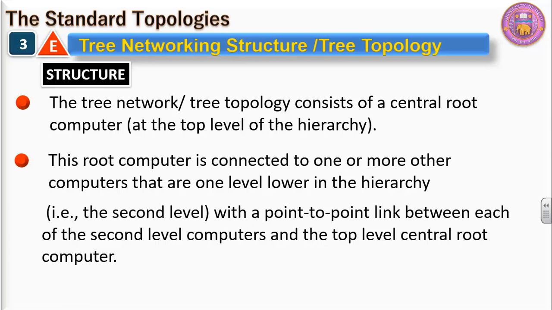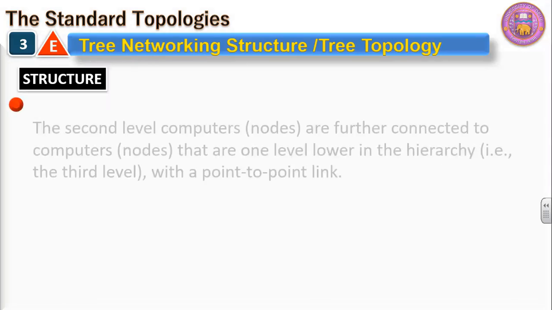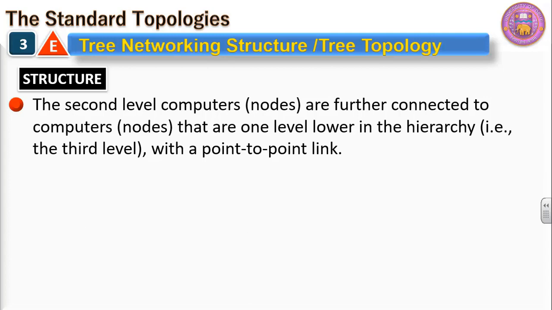At the top we have central computer, that is the root computer. At the second level we can have a point-to-point link of the second level computer with the top level computer. The second level computers are further connected to other computers that are one level lower in the hierarchy. We call it as the third level. But again there is a point-to-point link. The third level computers are connected point-to-point with the second level.